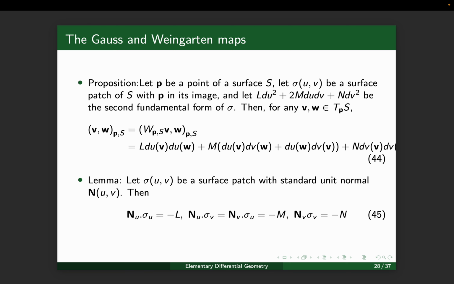So v and w are vectors on the tangent plane. So the Weingarten map of v, taking the second fundamental form at the point P on the surface S, is defined like this, with the quantities L, M and N. So these L, M and N we defined in the earlier definition, and one can prove that L, M and N can be obtained from the standard unit normal and the surface patch sigma. So one can show equation 45.